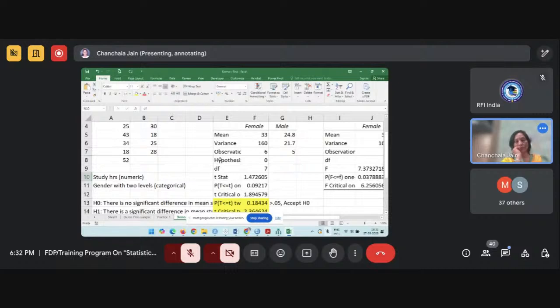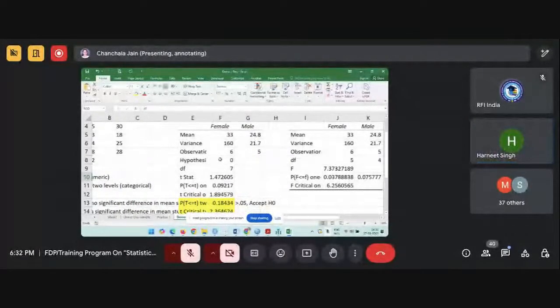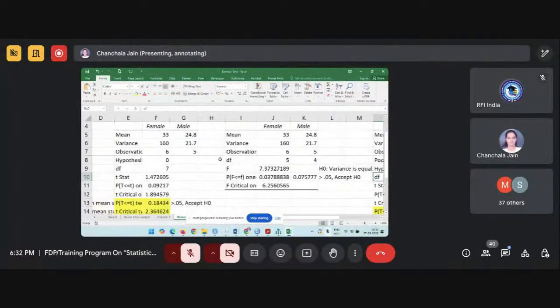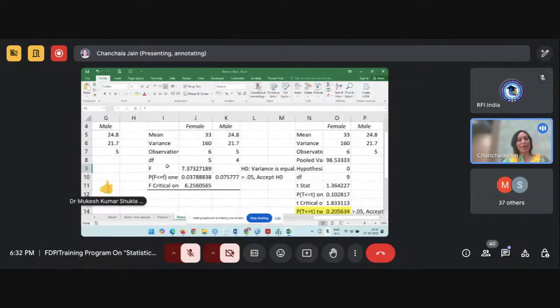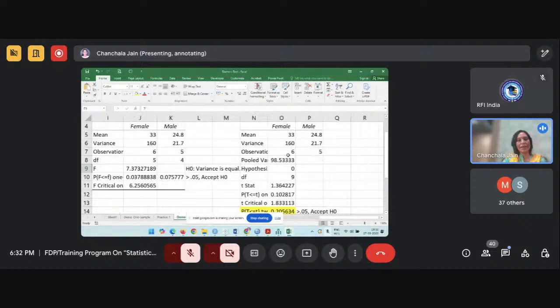n1 minus 1 plus n2 minus 1. So it will be 5 into... it should be 9. So 9. So why is it 7 here? I think this is software, sir. I cannot comment on that, because it is generated by software. I have not made any calculations here. You can check here, in case of equal variances, it is coming correctly.